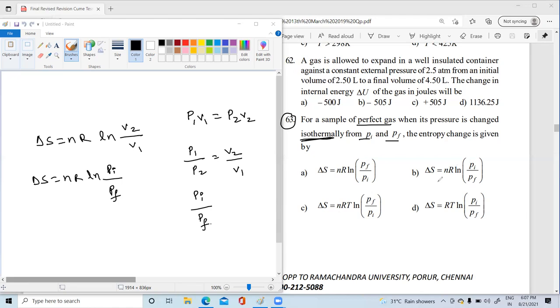So where is the answer, students? Del S equal to nR ln P initial by P final. This is the correct answer, students. Let's check nR ln. So B is the correct option, students. Next.